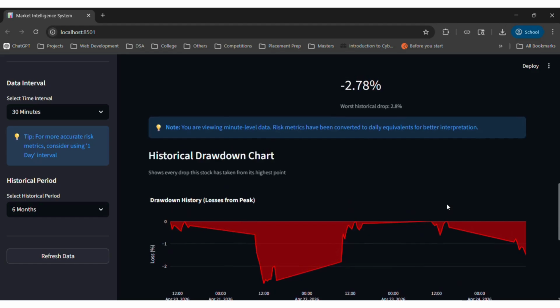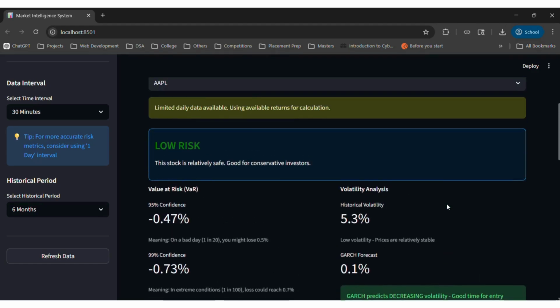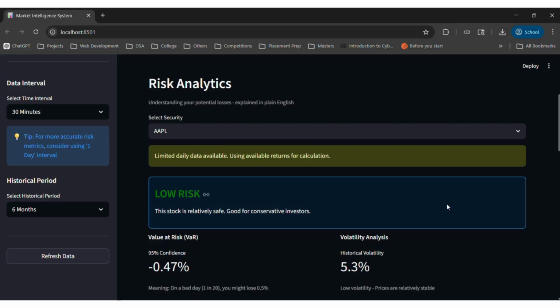So overall, this module ensures that investment decisions are personalized, risk is quantified and controlled, portfolio allocation is data-driven, and diversification is mathematically validated.